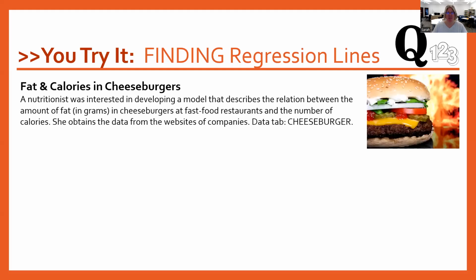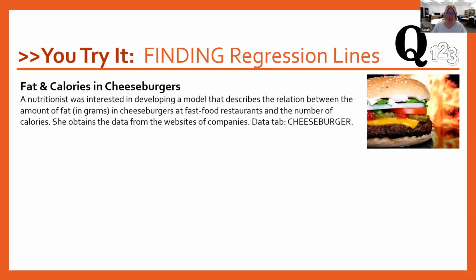All right, we're going to put everything together that we've learned so far. So you're going to be identifying the explanatory and response variable, making the scatter plot, adding the regression line, finding the equation, finding the R-squared value, and making some predictions. So the first problem you're going to try this on is fat and calories in cheeseburger.